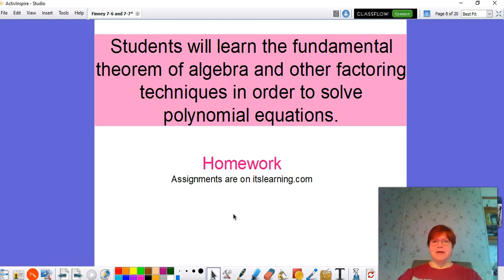So we're just doing this one lesson this week, 7.6 and 7.7. And we're going to start with 7.7 first, and then we'll go back and do 7.6. 7.6 is the factoring, and 7.7 is the fundamental theorem of algebra. I may have that backwards, but you know what? It doesn't matter, because most of you probably don't have your books. I'm just throwing them out there.